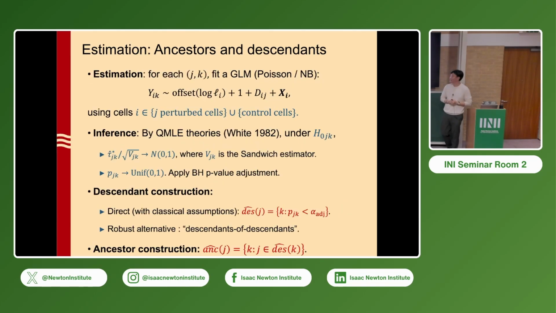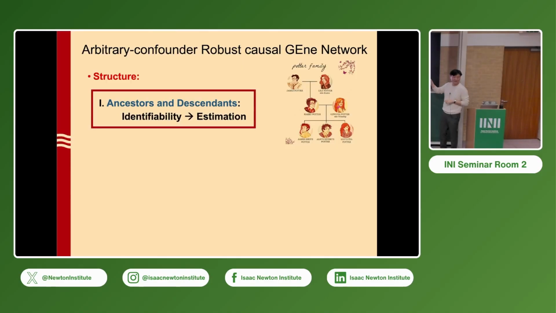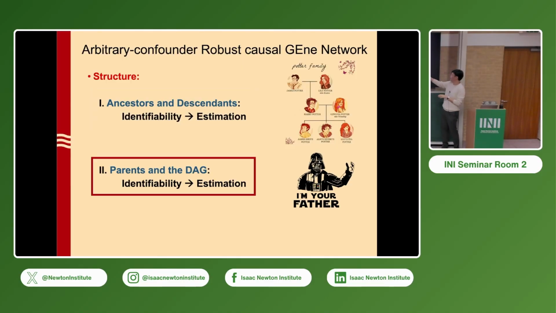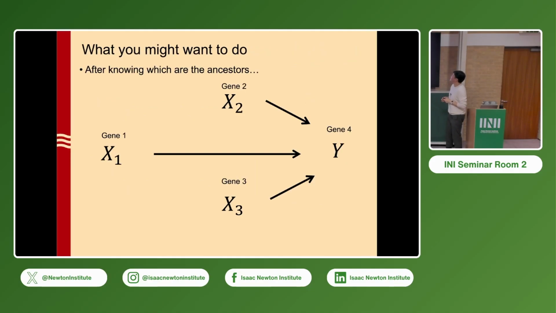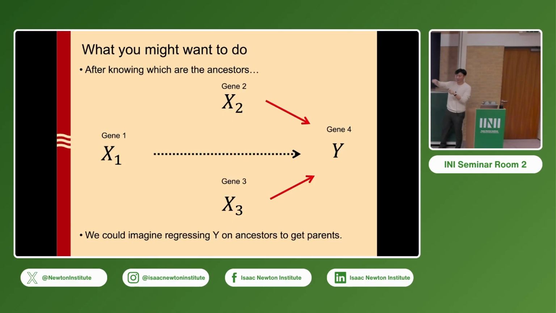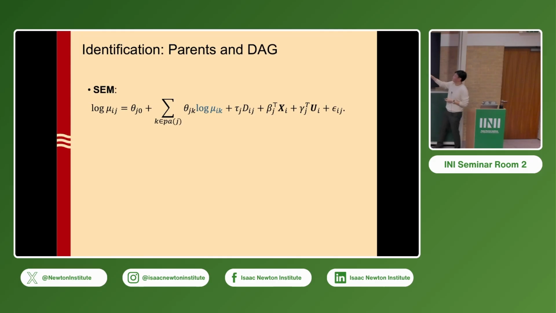Okay. So this is how we learn ancestors and descendants. And given the ancestor for each gene, we want to learn what are the actual direct parents. If you knew the ancestors for a particular gene, what you would want to do is just do a conditional independence test to learn the parents. But the thing is, this log mu is not directly observed. This is hidden.